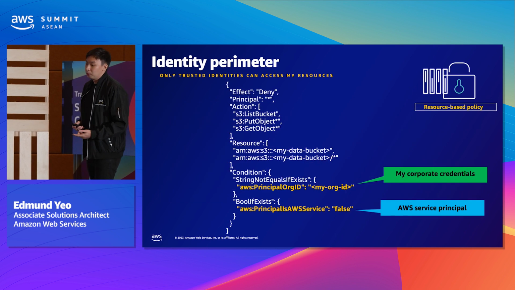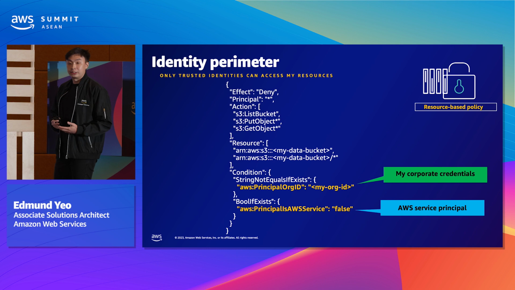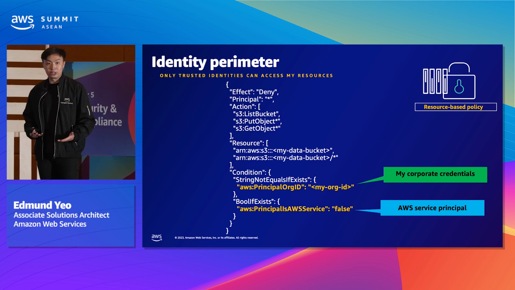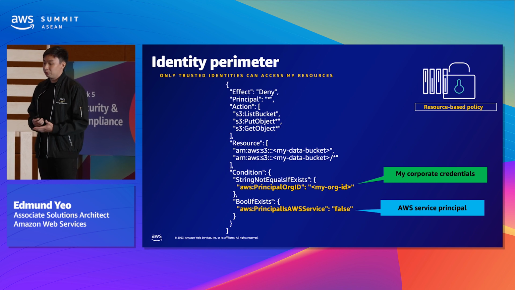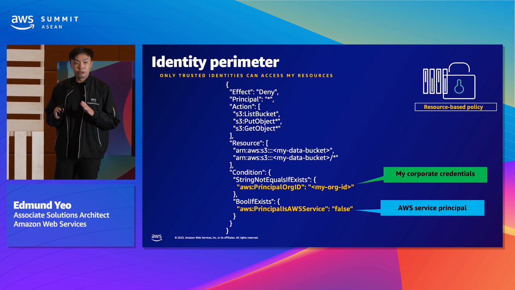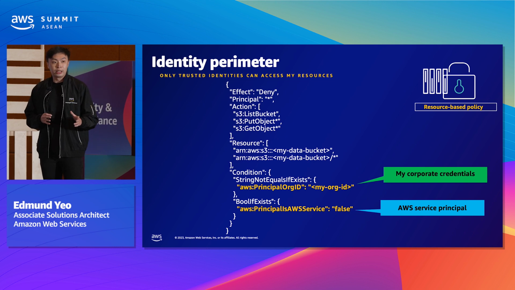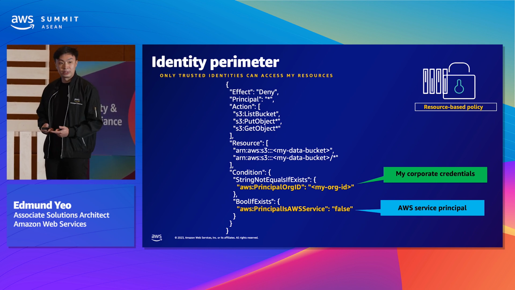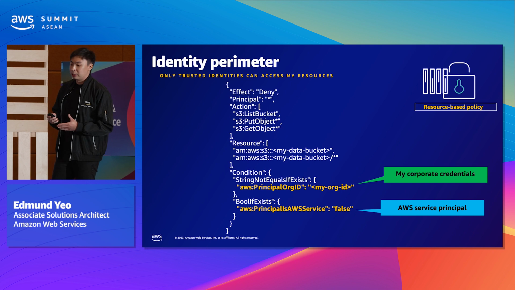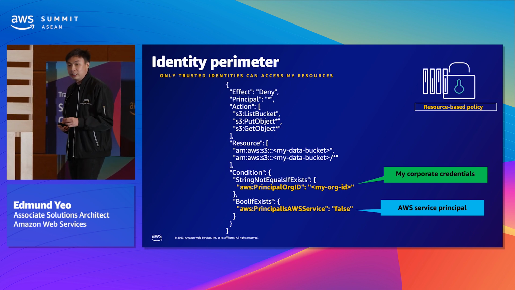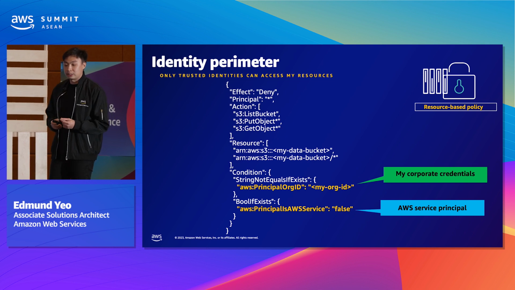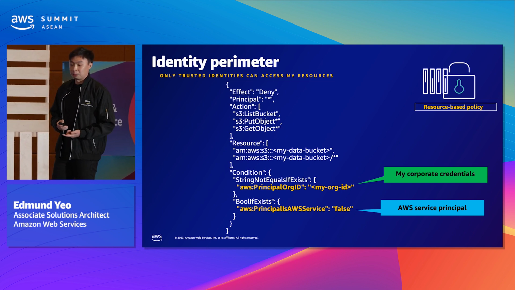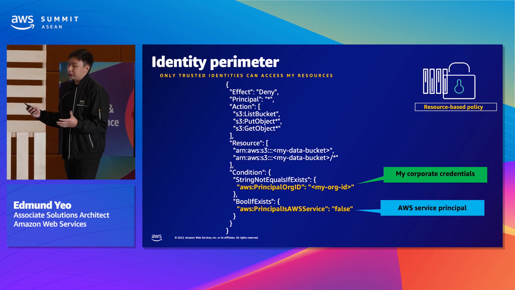Okay, so we move on to look at how the identity perimeter can actually be implemented on a resource-based policy. When it comes to codifying the resource-based policy, in order to differentiate between principals that belong to your organization and those that don't, you use the aws:PrincipalOrgID condition key to specify the identifier of your AWS organization. And now, in order to permit the service principals into your perimeter, you use the aws:PrincipalIsAWSService condition key. That key is set to true when the AWS service makes a direct call to your resource using the service principal. So how should we be reading the policy?